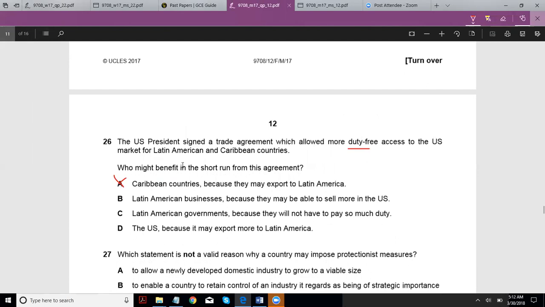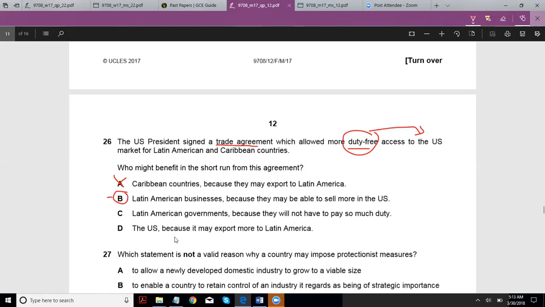Not really, because the trade agreement that we're talking about only stipulates that more duty-free access to the US has happened. So if you export to Latin America, it doesn't really affect you, right? Latin American businesses, because they may be able to sell more in the US. Yeah, that could be true, because whatever you're exporting to the US, there are fewer trade barriers, there are fewer tariffs and stuff like that.